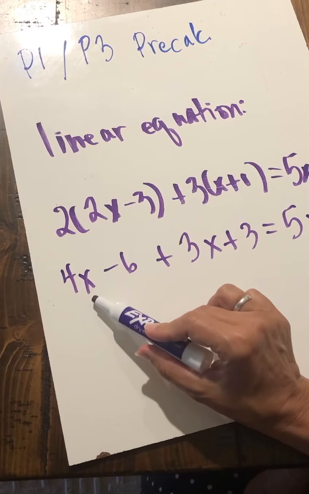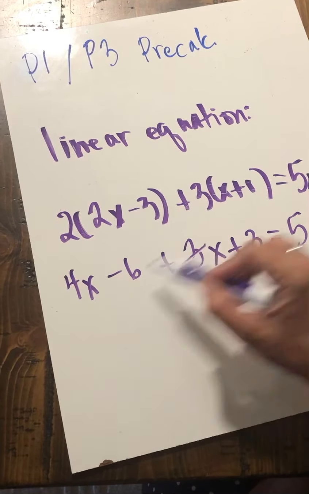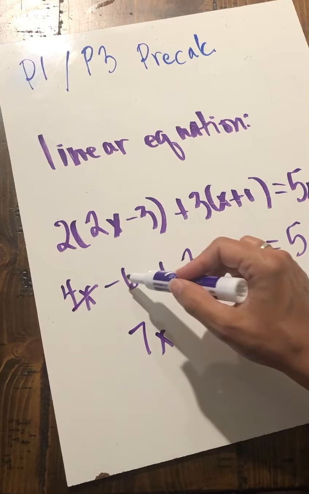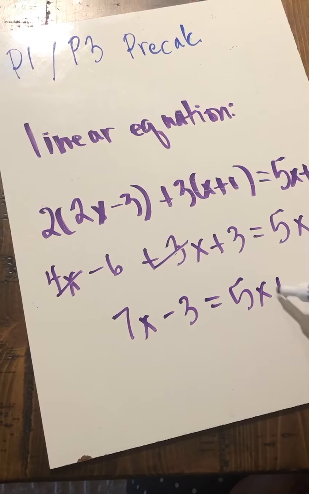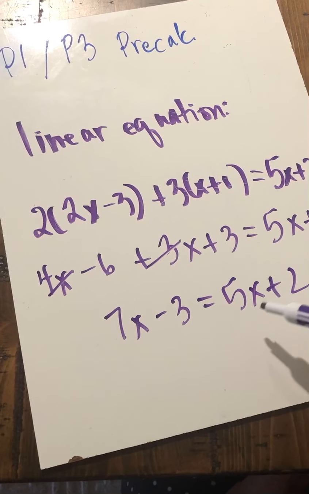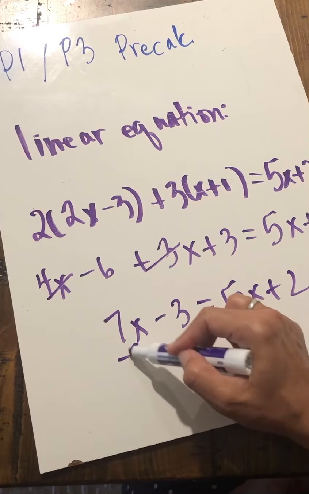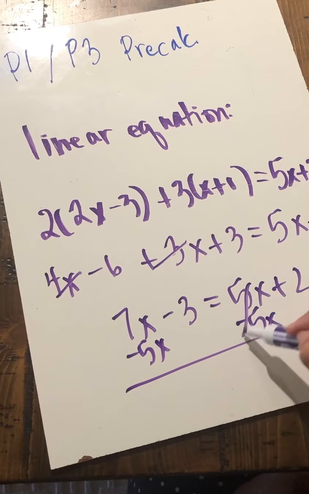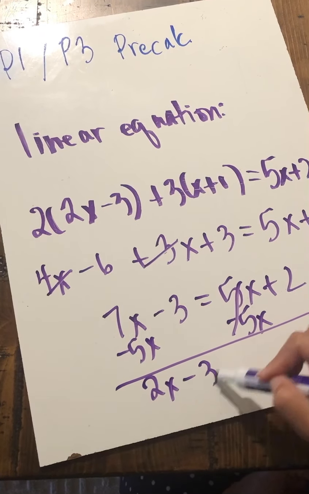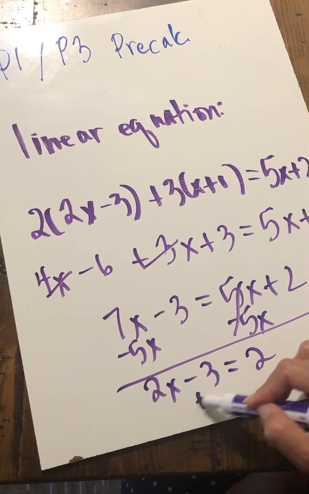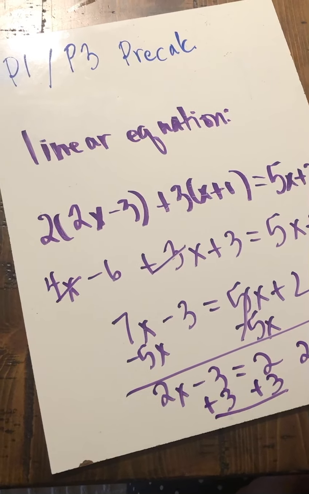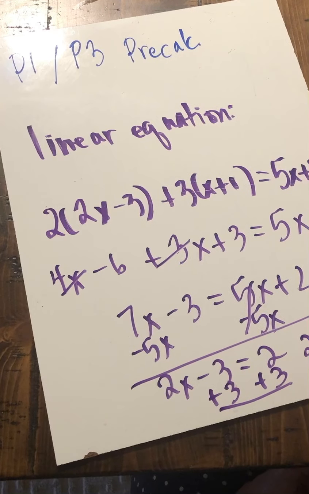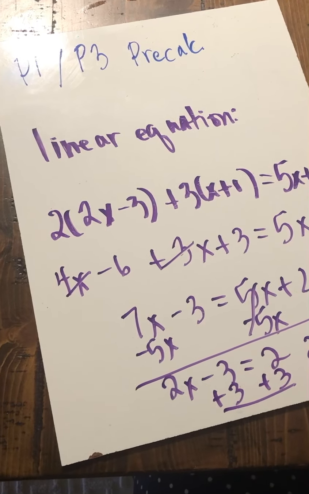Go ahead and combine like terms on the left side. So 4x plus 3x is 7x. A -6 plus 3 is a -3 equals 5x plus 2. So I want to get the variable on one side. So I'm going to move 5x over so I can combine like terms on the left side. So I have 2x minus 3 equals 2. And continue to solve. So we're left with 2x equals 5. Divide by 2 and x equals 5/2. So that is your solution.